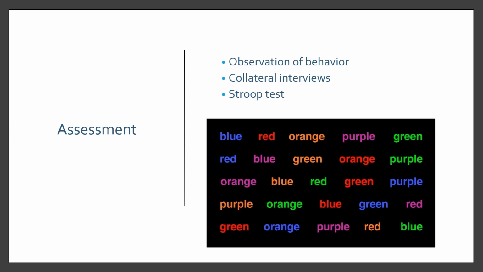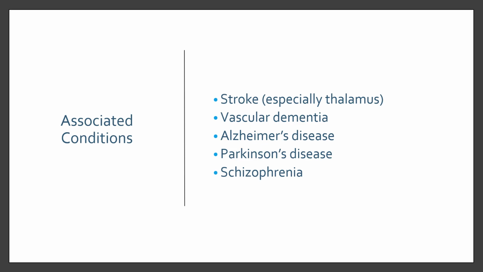Individuals with mesial frontal dysfunction have a lot of trouble attending to that task relevant information. You can see this type of dysfunction with a stroke, especially in the thalamus. Vascular dementia, Alzheimer's disease, apathy is one of the most common behavioral manifestations of this. Parkinson's disease, and schizophrenia.